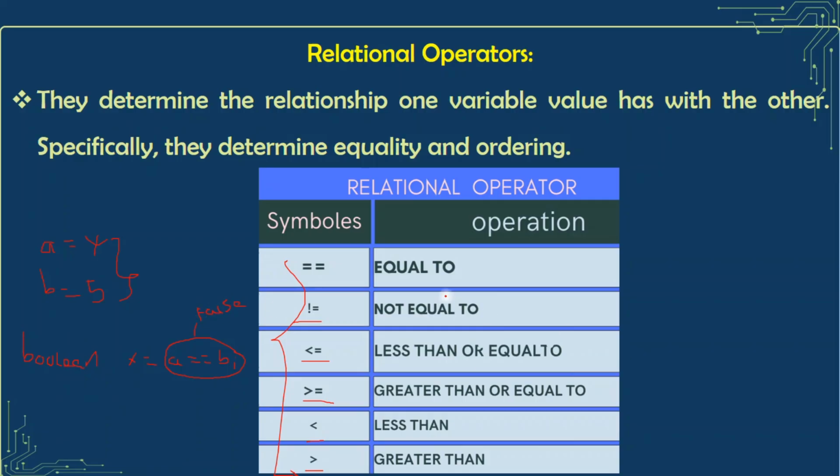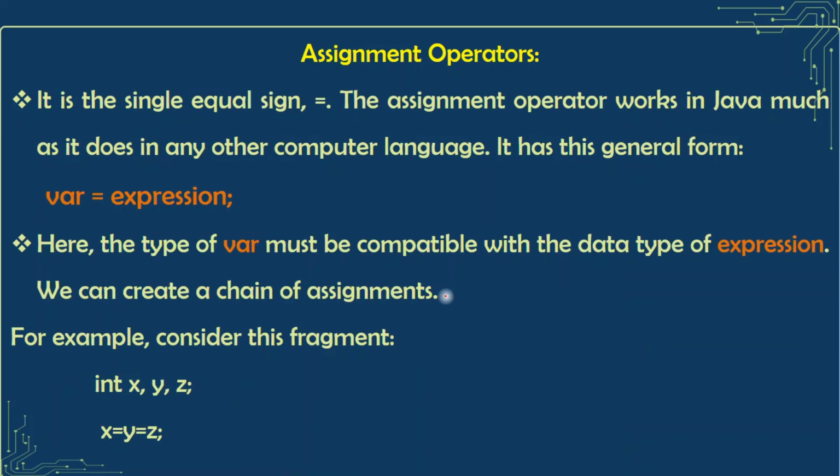So this relational operator can be used in conditional statements. The assignment operator is a single equal sign. The double equal sign is the equal-to operator, not the assignment operator.